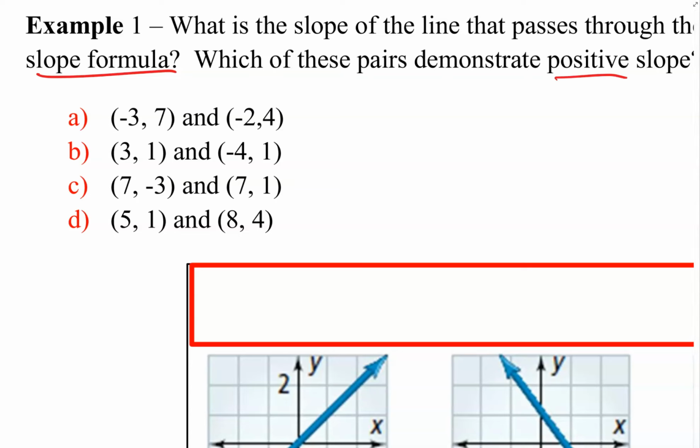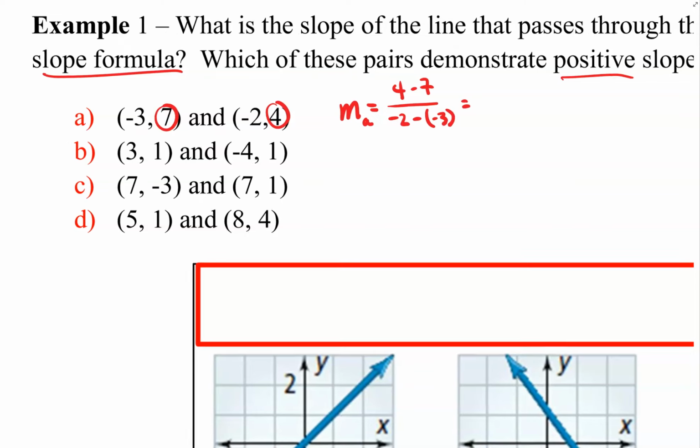So for question A, we would say something like this, that the slope, and I might even use a subscript here, the slope of question A is equal to, let's take our y values and subtract them. We'll take 4 minus 7, that looks like the y2 minus the y1, over negative 2 minus negative 3.